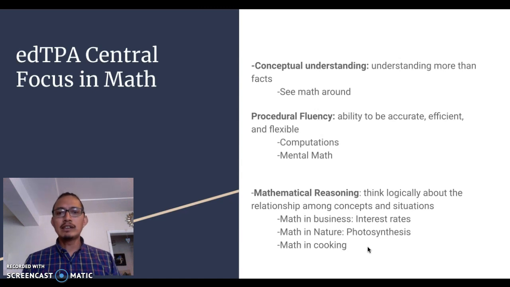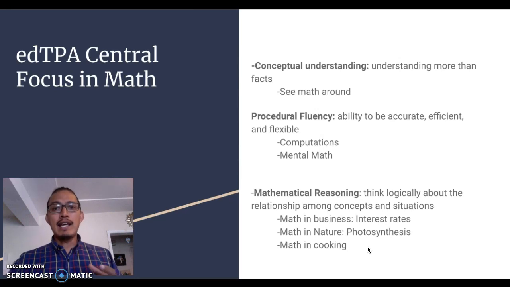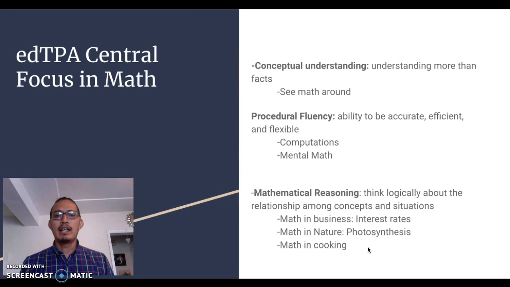With procedural fluency, the ability to be accurate, efficient, and flexible. So are they able to use that formula and find how many moves it would take, or the least possible number of moves, with 64 disks? And then for students to be able to do mental math, it's another example of procedural fluency.